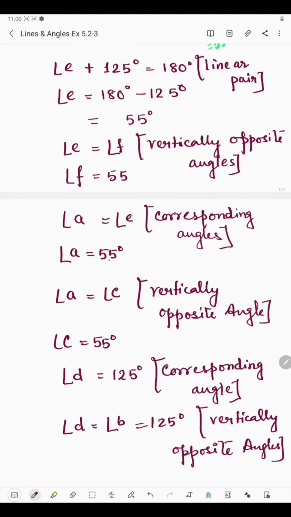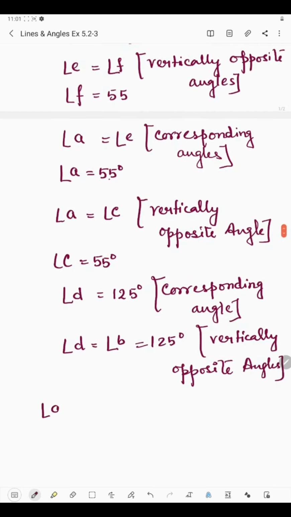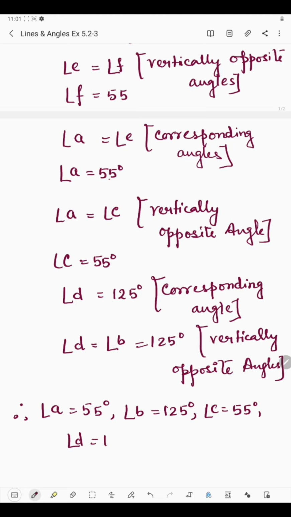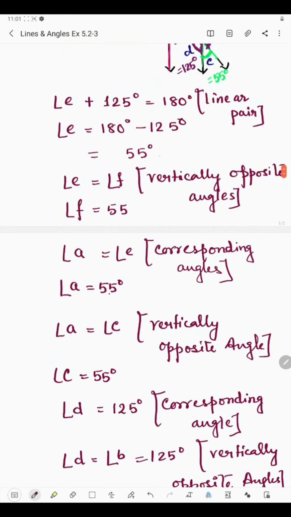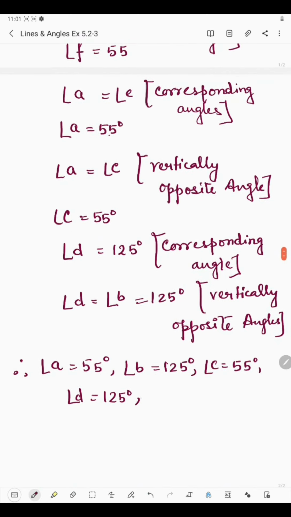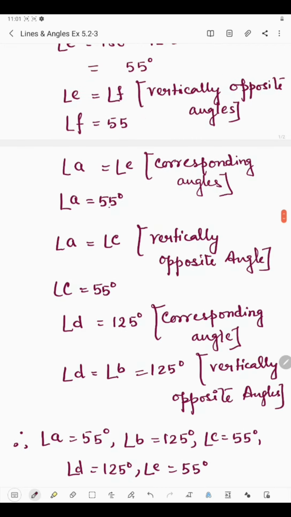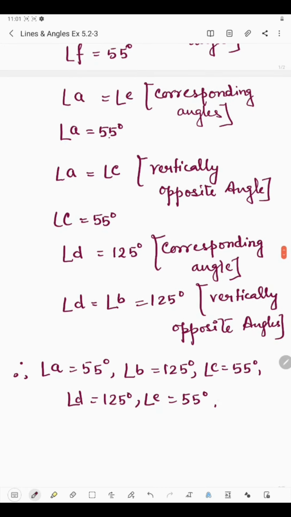So we have got all the angles. Angle A is 55 degrees, angle B is 125 degrees, angle C is 55 degrees, angle D is 125 degrees, angle E is 55 degrees, and angle F is also 55 degrees.